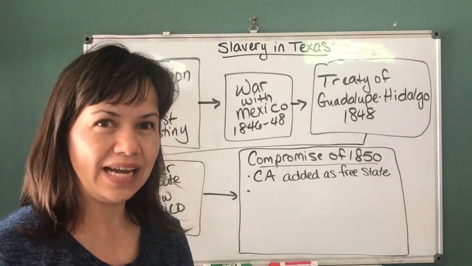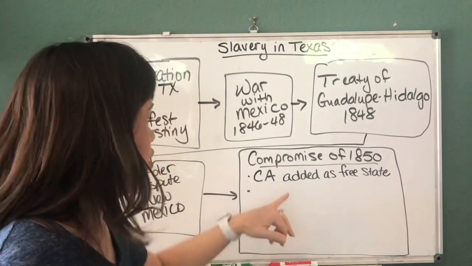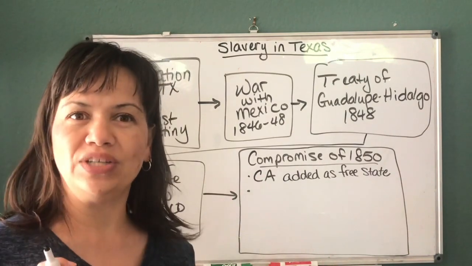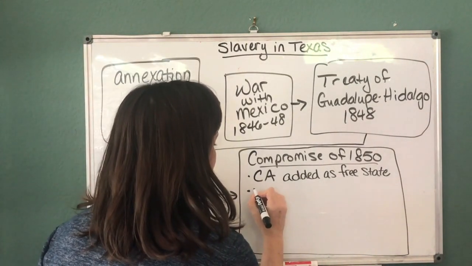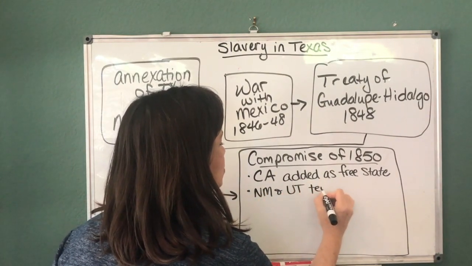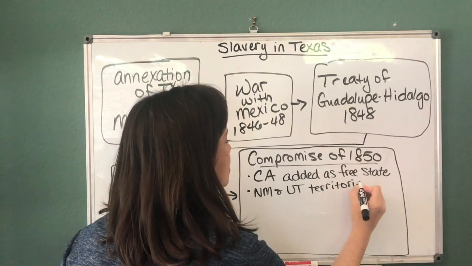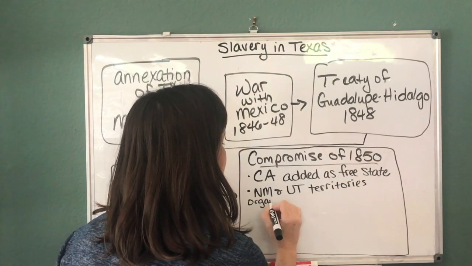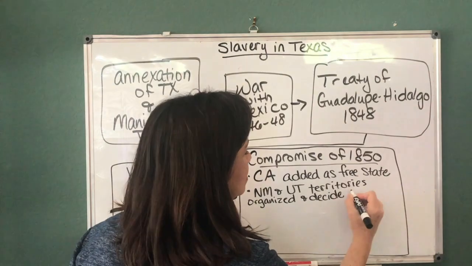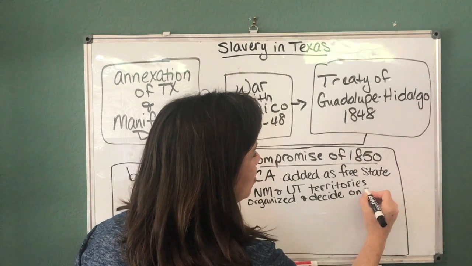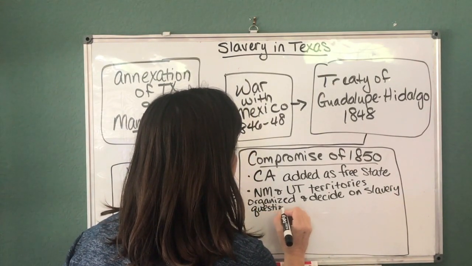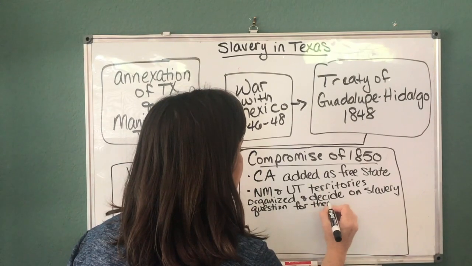versus the southern slave states. And so they said, okay, as a compromise, we'll say that the New Mexico and Utah territories can decide that question on themselves. So the New Mexico and Utah territories are organized and decide for themselves on the slavery question.